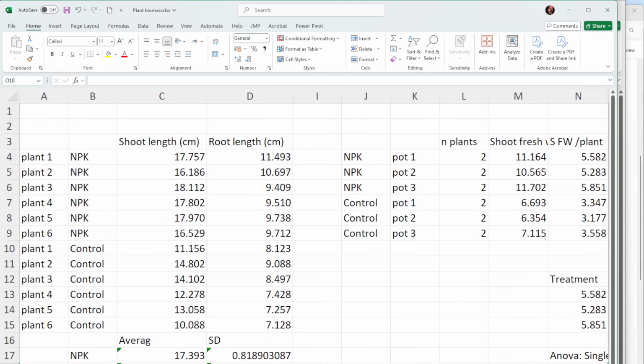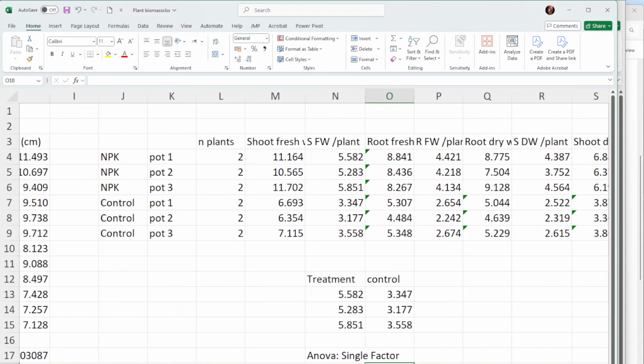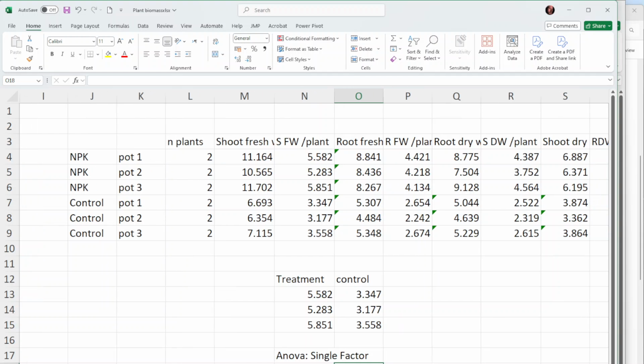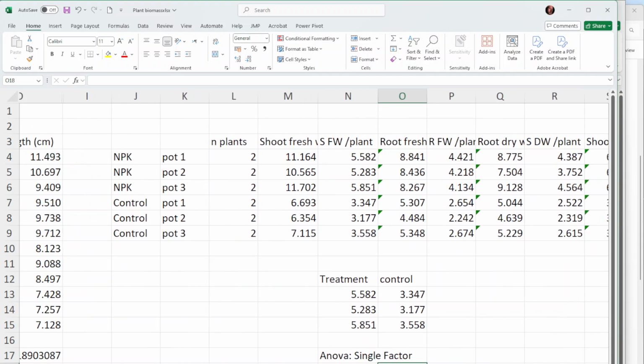When you measure your plants, you measure each plant, correct? But when you did your dry weights and fresh weights, you did it one per pot. You didn't do it for every plant. You did it per pot, okay? So you maybe have NPK pot 1, NPK pot 2, and so on and so forth. And you can record the number of plants that you have. In this case, I'm putting 2 plants. It's just an example. I'm putting 2 plants for each pot.